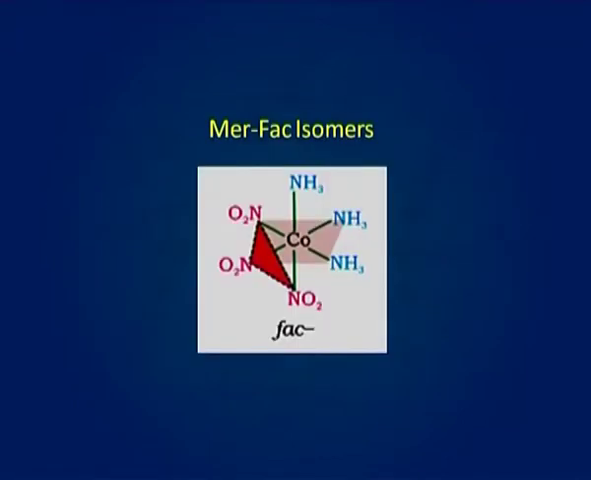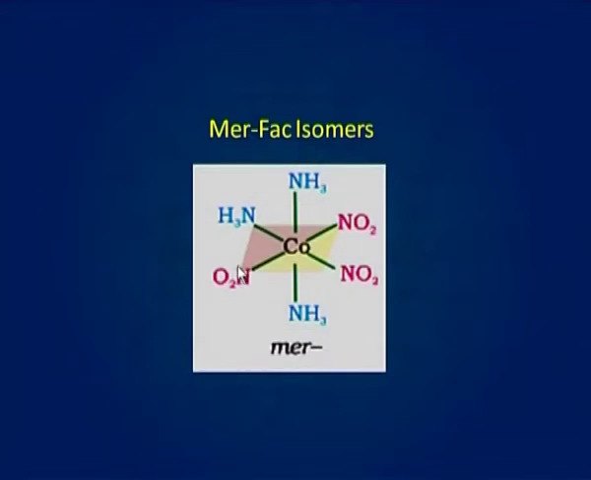It can also be said that if three donor atoms of the same ligand occupy adjacent positions at the corners of the octahedral face, we have the facial isomer. When the positions are around the meridian of the octahedron, we get a meridional isomer. In terms of nomenclature, MER-FAC isomers follow the same rule as cis-trans isomers, where you put the isomer type followed by a hyphen followed by the molecular formula.